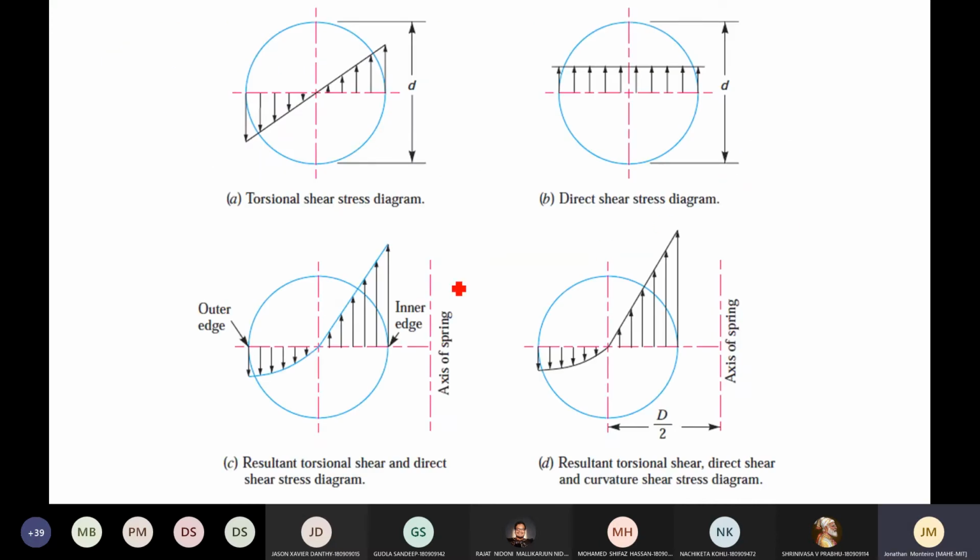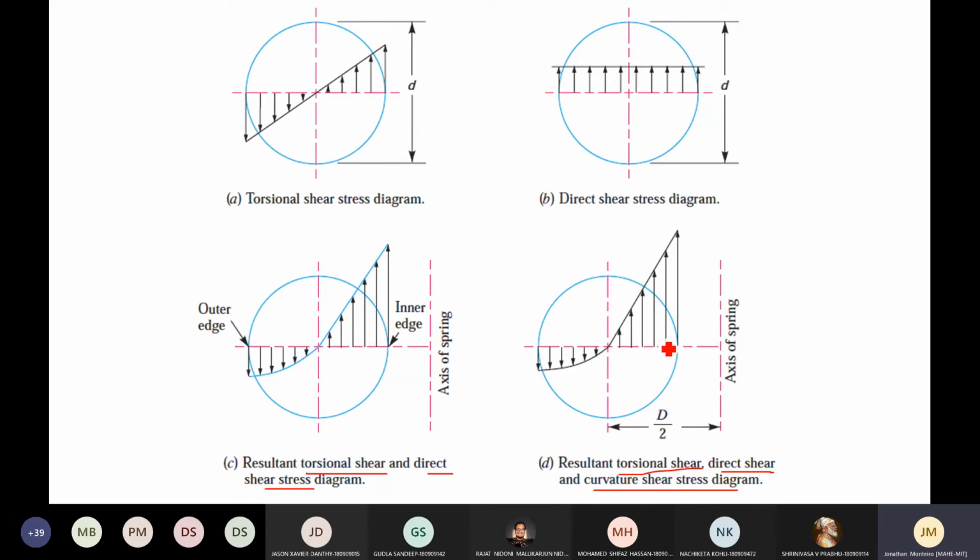Yeah. So just going to the concept here, torsional shear stress is something like this. This is the representation of that. Direct shear stress, as you know, is uniformly distributed through the central plane of the cross section. So this is the resultant of torsional shear and direct shear stress. If you add curvature, then again the profile will change. This is the resultant torsional shear, direct shear and curvature shear stress diagram. This is how the variation of the stresses looks.